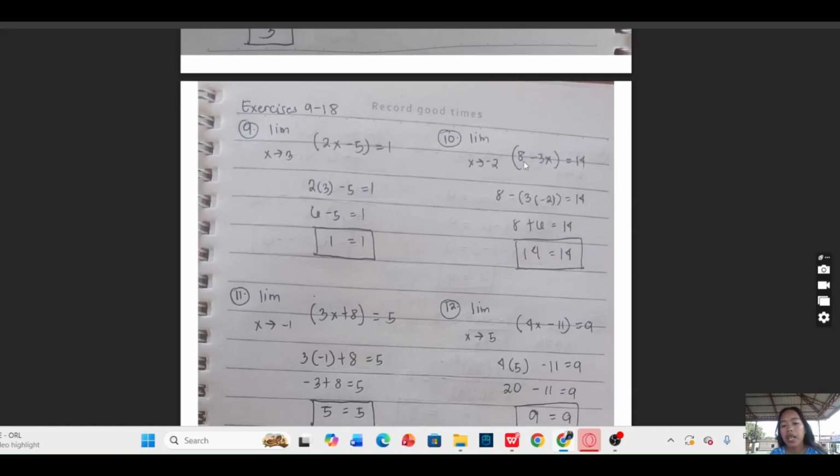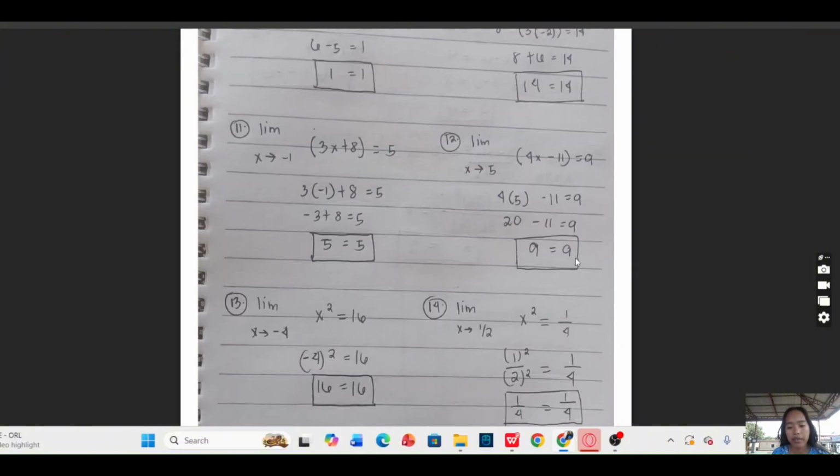Next is the limit of the quantity 8 minus 3x is equal to 14 as x approaches negative 2. To make this easier, let's just focus on this expression. Let's change the x into negative 2. So that would be 8 minus 3 times negative 2. That would be 8 plus 6, and 8 plus 6 is 14. So 14 is the same as the other side, 14.